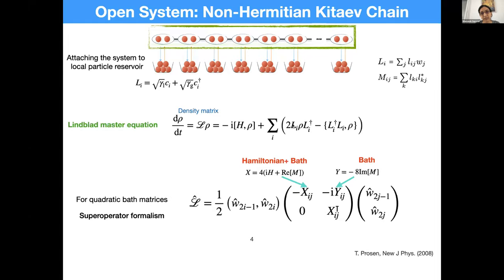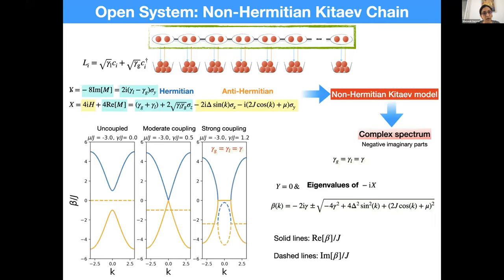Since our L, which is a jump operator, is linear, we can construct a bath matrix in such a way that it is quadratic. Thanks to the superoperator formalism, we can rewrite the Liouvillian, basically this operator, in a block triangular form for all systems where both the Hamiltonian and the bath matrix are quadratic, using two types of matrices, X and Y. The Y matrix completely conveys the information of the bath. The X matrix combines the information of the bath and our system. Looking precisely at the structure of the Y and X matrices, we notice that by construction, the Y matrix is Hermitian and proportional to the difference between the rates of loss and gain. The X matrix is a combination of an anti-Hermitian and a Hermitian matrix.